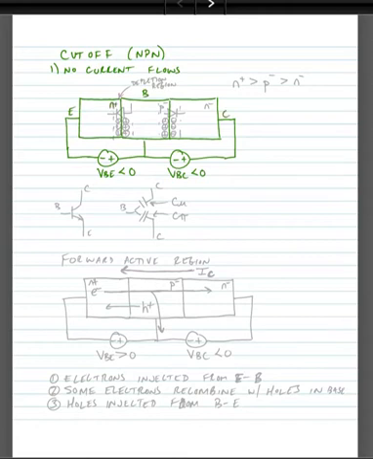And of course we have N plus, P minus, and N minus in these regions. Now effectively we have PN junctions, so we form parasitic diodes at these junctions, and these diodes are both off.